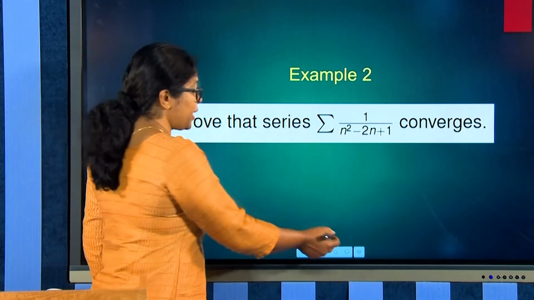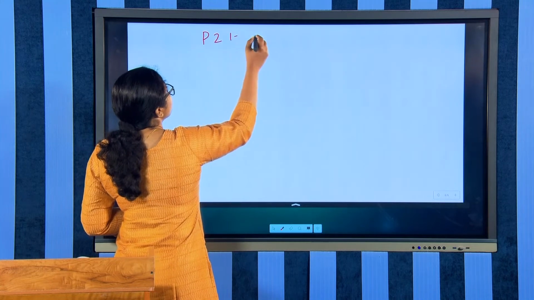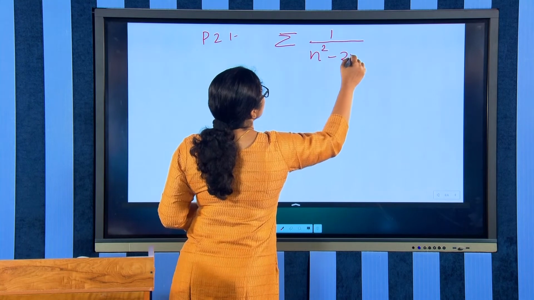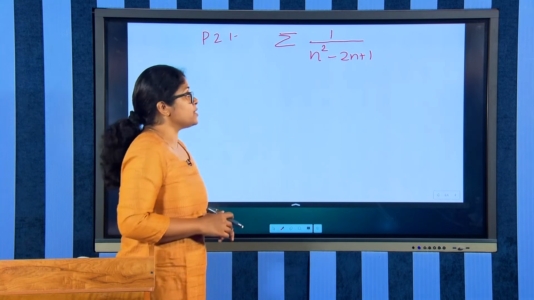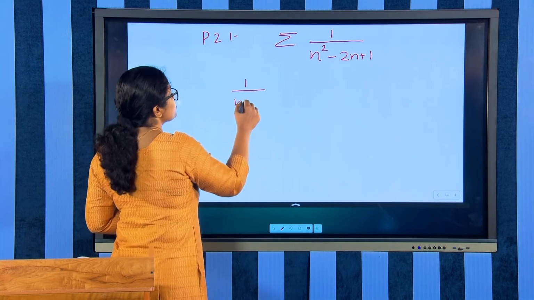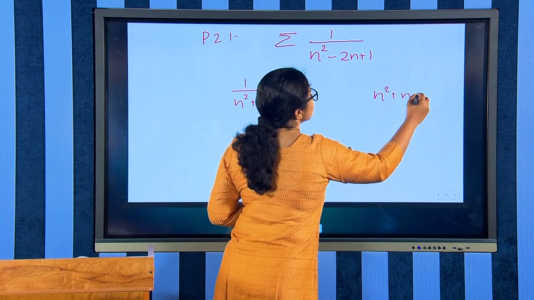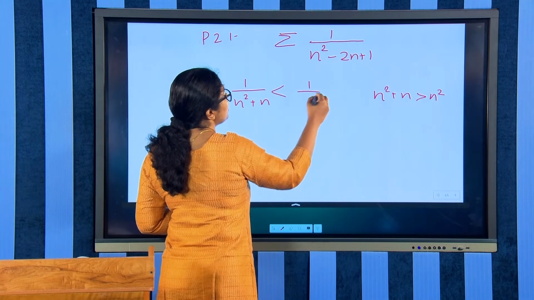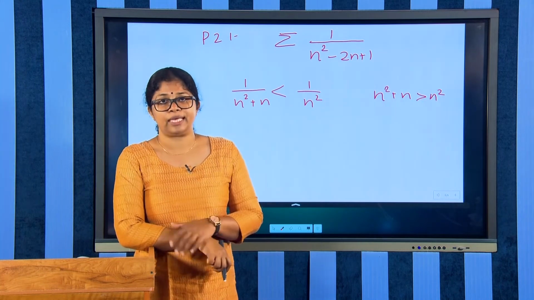So, let us see whether we can apply the same method as we have done in the previous problem. Here the question is problem number 2, summation 1 upon n square minus 2n plus 1. The previous problem was 1 upon n square plus n. We could write n square plus n is greater than n square, so that 1 upon n square plus n is less than 1 upon n square, and we were able to apply the direct comparison test very quickly.